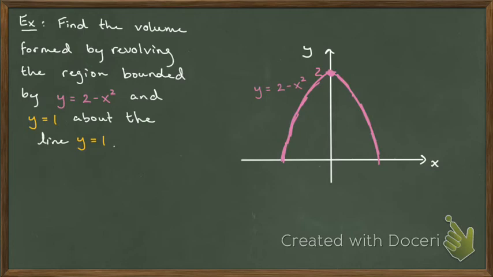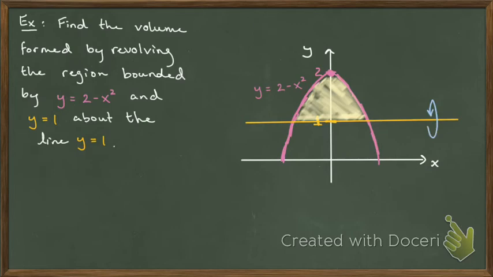I'll show you why. I also need to graph y equals 1, and that's the horizontal line with a height of 1. Okay, so the region I'm working with is bounded by those two functions. It's everything in yellow here. And I want you to notice that that region is above the x-axis, right? I've got some missing space, okay?